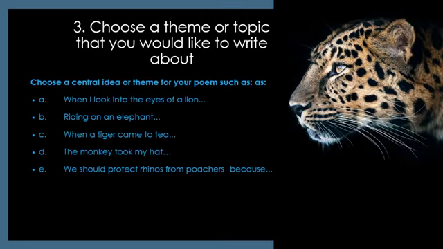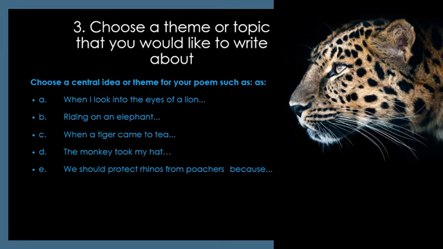3, choose a theme or topic that you would like to write about. Choose a central idea or theme for your poem. Okay, so with this over here, this is actually giving you certain themes that you could choose from. A, when I look into the eyes of a lion. B, riding on an elephant. C, when a tiger came to tea. D, the monkey took my hat. E, we should protect rhinos from poachers because.